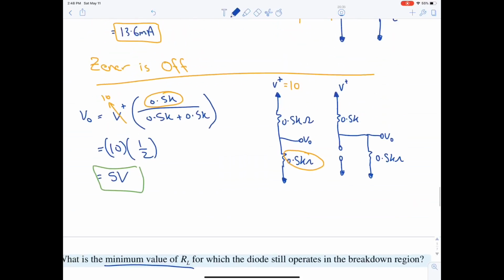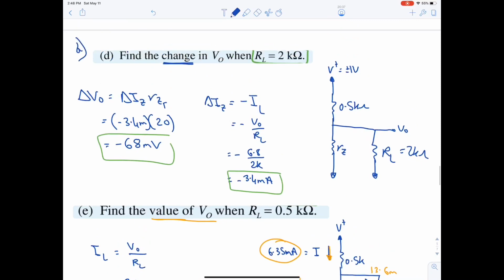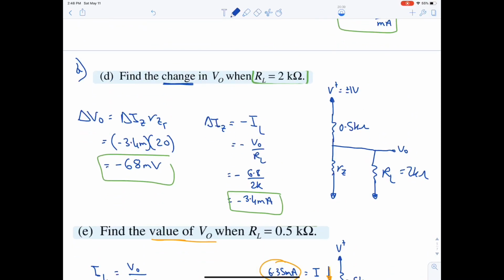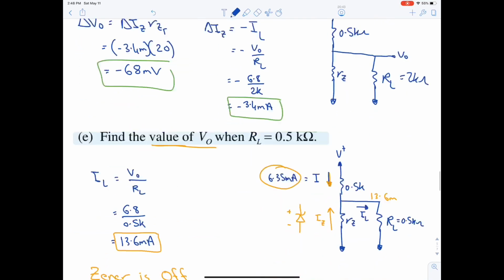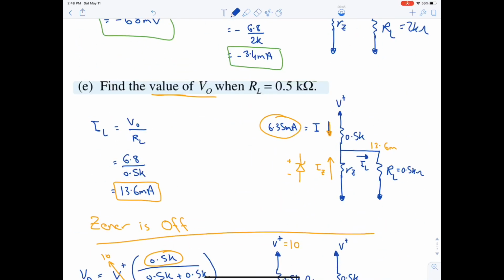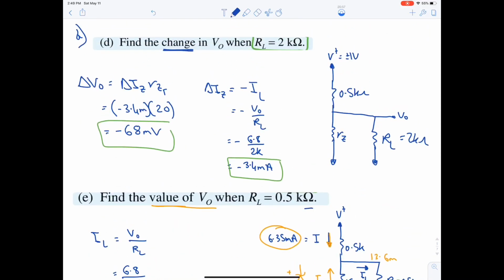Let's go back to the previous two parts. When RL was 2K, nothing was wrong. The Zener was operating. But when the load resistance fell to 0.5K, the Zener became off. Now we need to find the minimum RL so that the Zener still operates in the breakdown region. So the number has to be between the 0.5K and the 2K ohm.